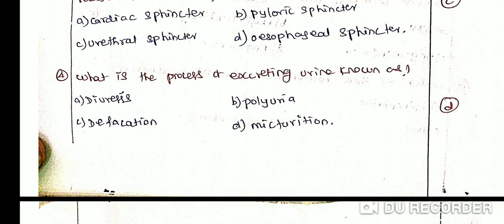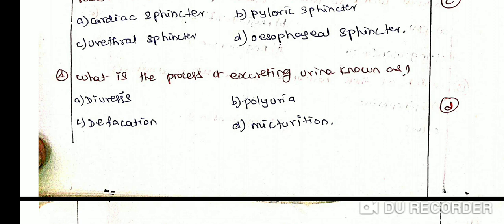Next question. What is the process of excreting urine known as? Option A, diuresis. Option B, polyuria. Option C, defecation. Option D, micturition. The correct answer is option D, micturition.